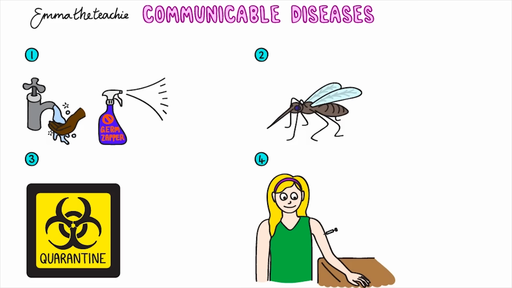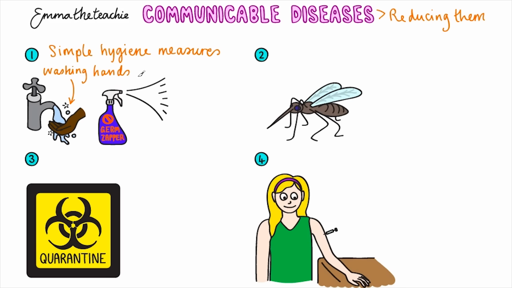There are 4 main ways to reduce the spread of disease. The first is simple hygiene measures. These include things like washing your hands after using the bathroom, using disinfectants to clean kitchen and bathroom surfaces, and food safety things like keeping raw meat separate from other foods, and using tissues when sneezing or coughing. This minimizes pathogen spreading in the air.